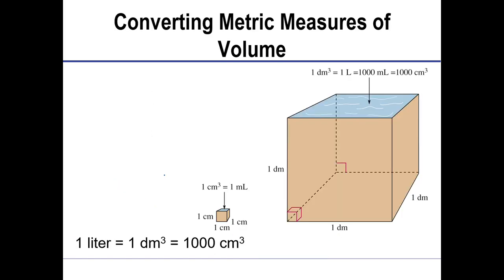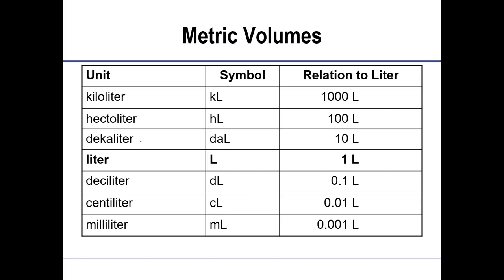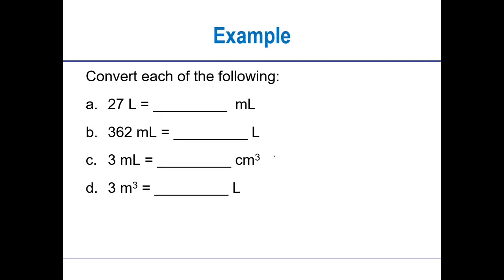Converting metric measures of volume, we have by definition 1 liter is equivalent to 1 decimeter cubed or 1,000 centimeters cubed. So this is a good definition to remember. 1 liter is equal to 1 decimeter cubed, and that's equal to 1,000 centimeters cubed. Also note that 1 centimeter cubed is equal to 1 milliliter. Here is a table of metric volumes, and we're going to use this table when we're converting metric volumes to metric volumes. Let's convert each of the following.